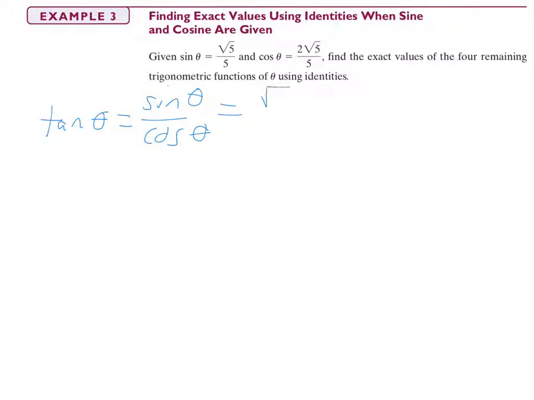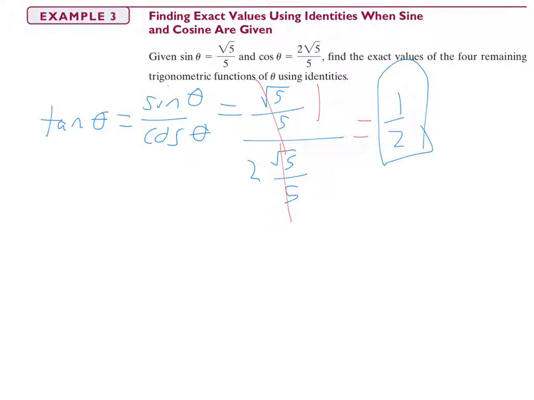So it's equal to square root of 5 over 5 divided by 2 square roots of 5 over 5. We can cancel out the square root of 5 over 5, so that would just leave us with 1 on top and 2 on bottom, so it'd just be 1/2. Now secant, you get by flipping the cosine, so it'd be 5 over 2 square roots of 5.